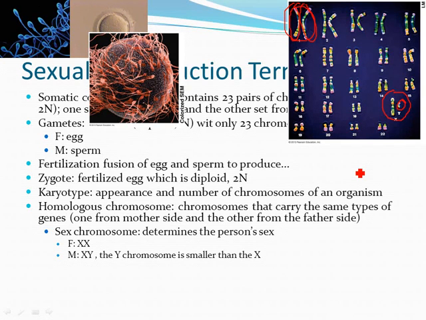For females, they have 2 X chromosomes. For males, they have an X and the other chromosome is a Y chromosome. And the Y, as you can see, is a lot smaller than the X.